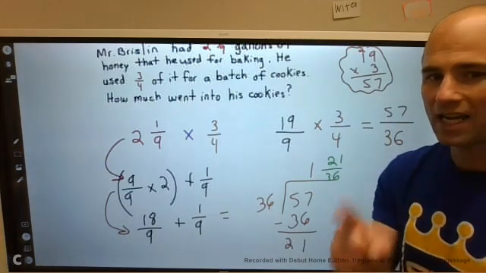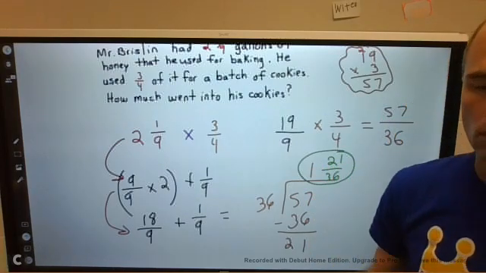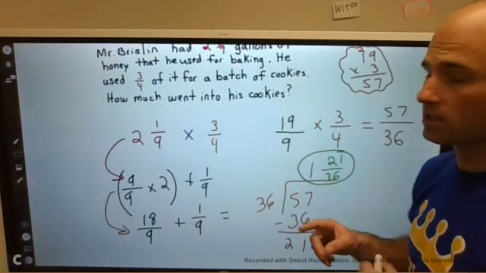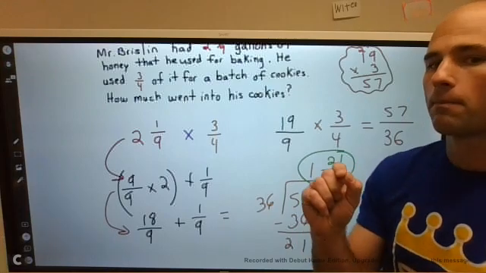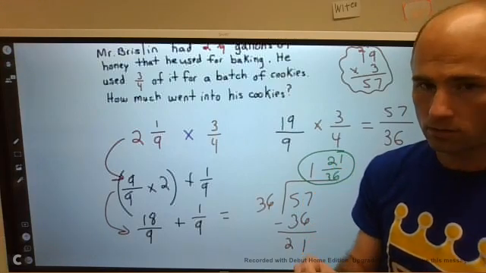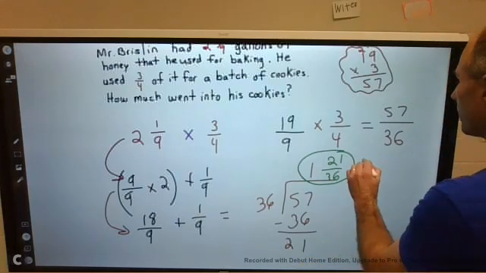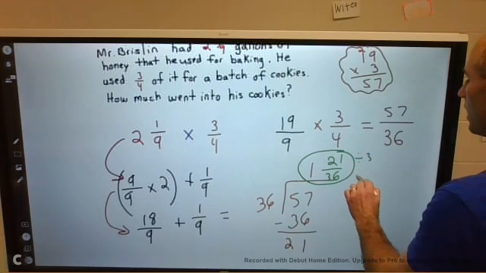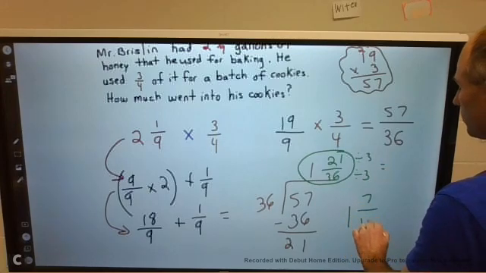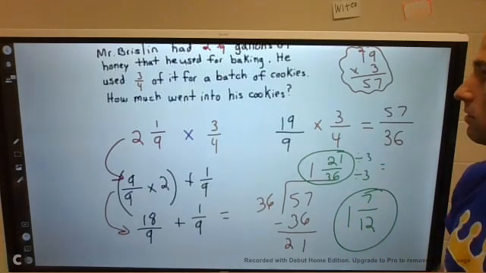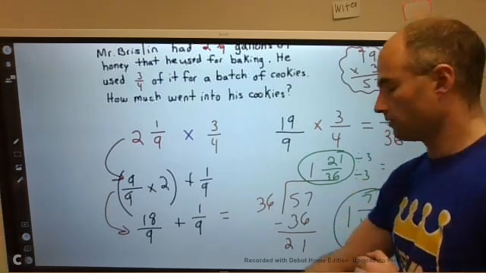But wait, we're not done yet. We can't keep it like this. Because, well, first off, obviously 2 doesn't go into 36 and 21. 2 goes into 36, but not 21. But 3 goes into both numbers. Okay? So I need to simplify it because of that. So I'm going to divide the 21 by 3 and the 36 by 3 to get 1 7/12 as my final answer. That's how much I used, 1 7/12 gallons of honey.